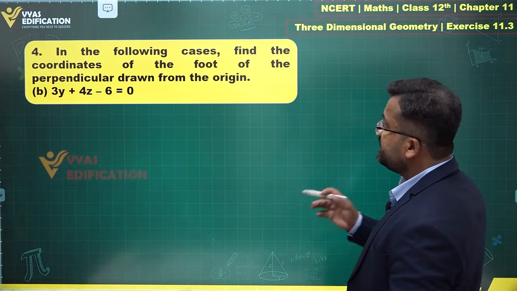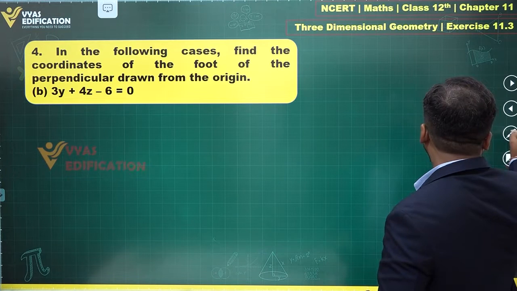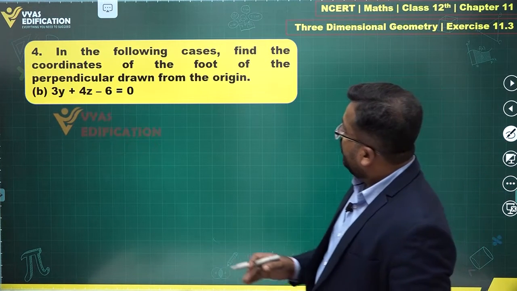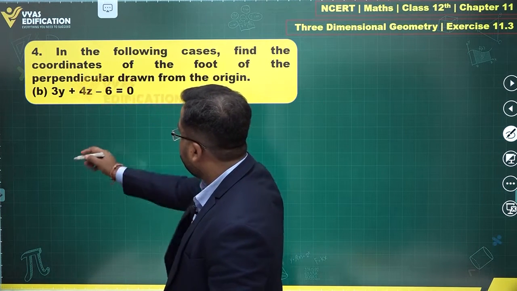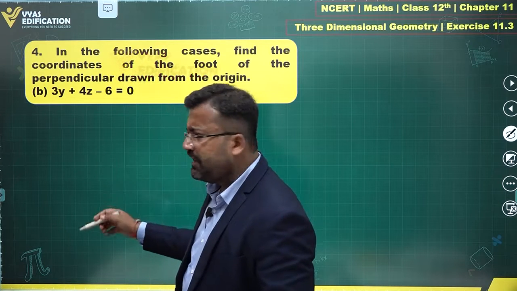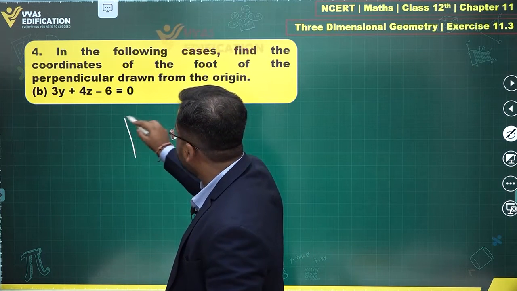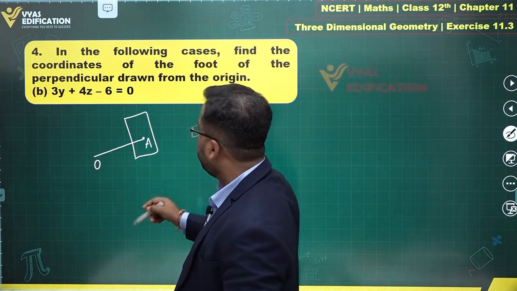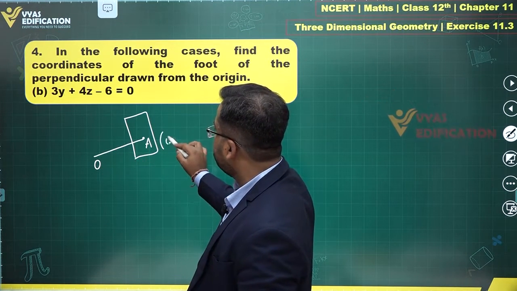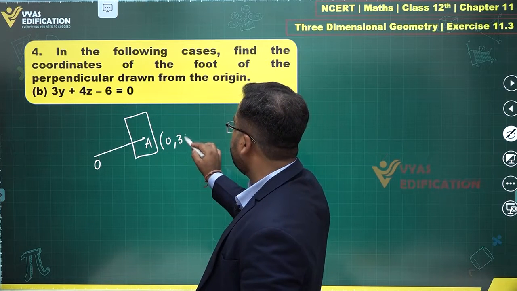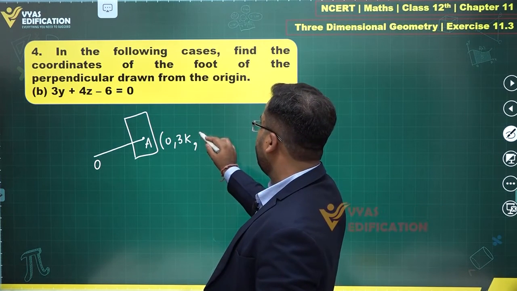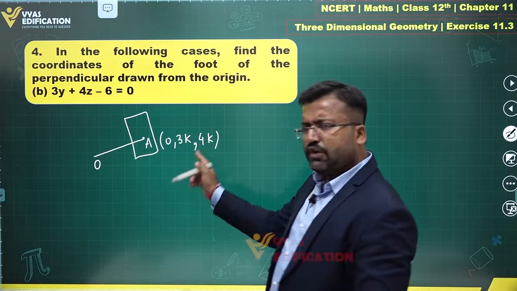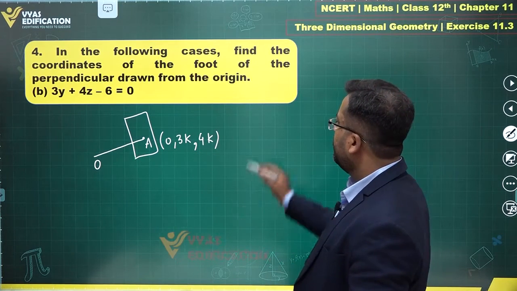The fourth B part says that the foot of the perpendicular will be, simply you can say, okay, this is the plane and this is point A, this is O. So I can take the foot of the perpendicular along the normal as 0 for the x coordinate, since the y coordinate is 3k, and the z coordinate is 4k, right? And this foot of the perpendicular lies on the plane.